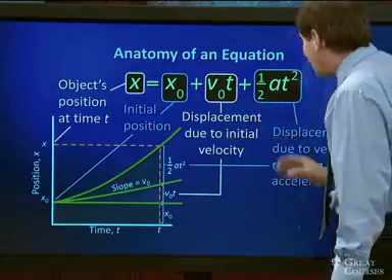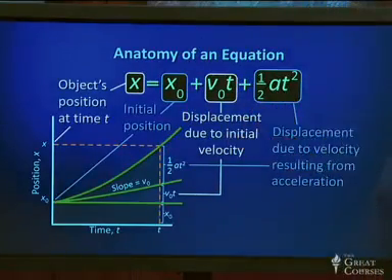So there is an anatomy of the equation that describes the position of an object moving in one dimension as a function of time. That is the equation that gives us, in a sense, the clockwork universe for a case of constant acceleration. Let's do an example of that using this equation to see how it works.